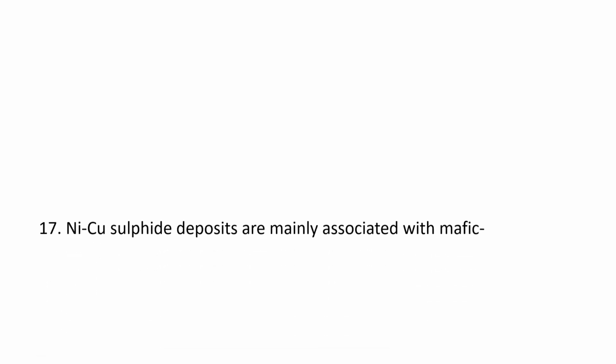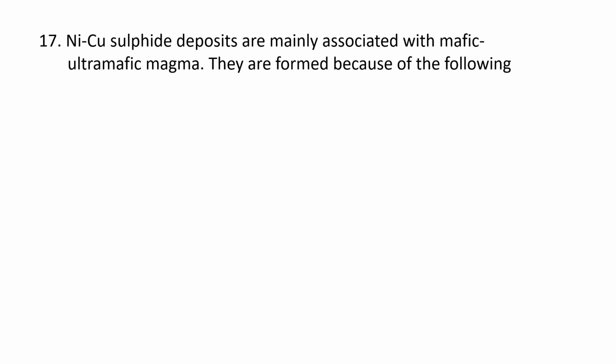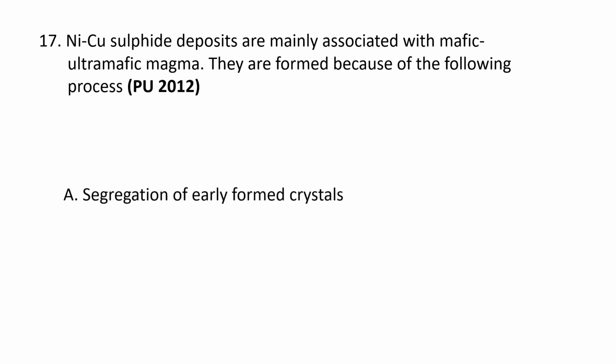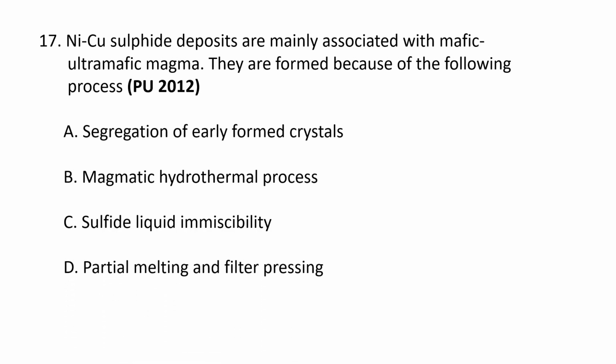Next question. Nickel copper sulfide deposits are mainly associated with mafic ultramafic magma. They are formed because of the following process. The choices are A. Segregation of early formed crystals, B. Magmatic hydrothermal process, C. Sulfide liquid immiscibility, D. Partial melting and filter pressing. So the correct option is C. Sulfide liquid immiscibility. Nickel copper sulfide deposits are indeed primarily associated with mafic ultramafic magmas, and their formation is strongly linked to the process of sulfide liquid immiscibility.